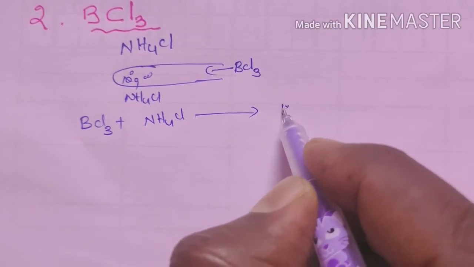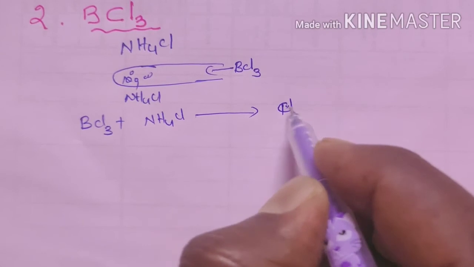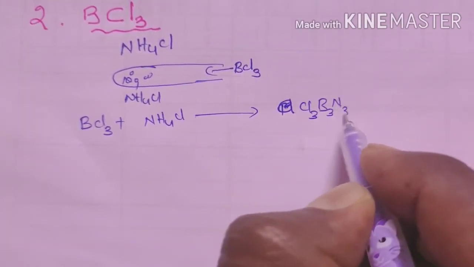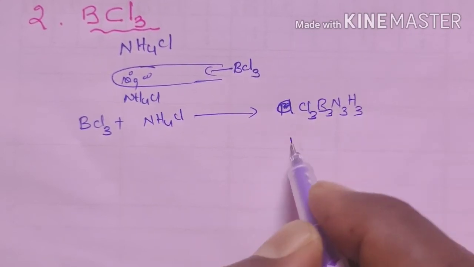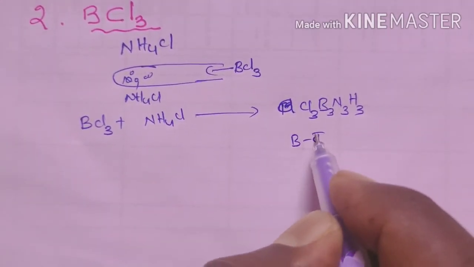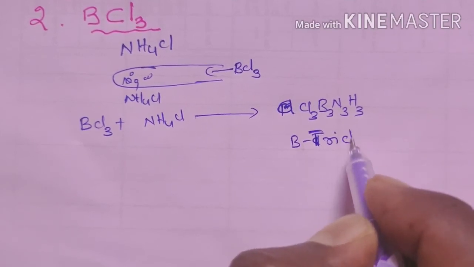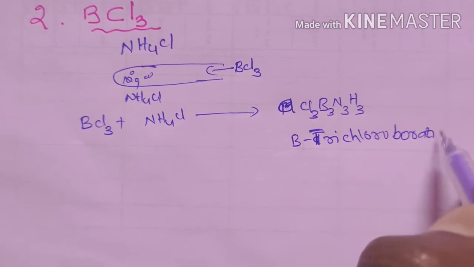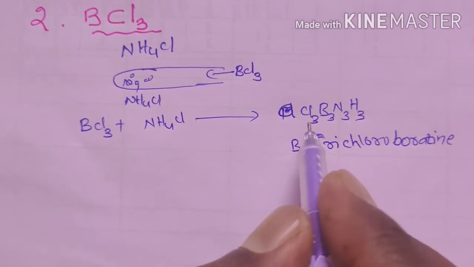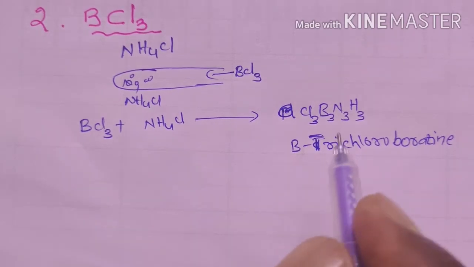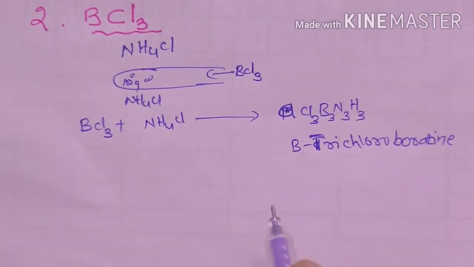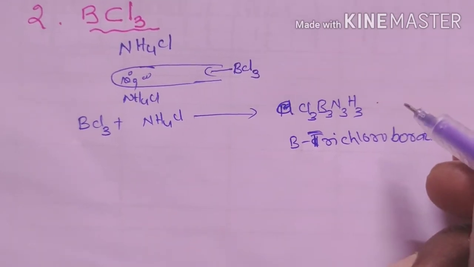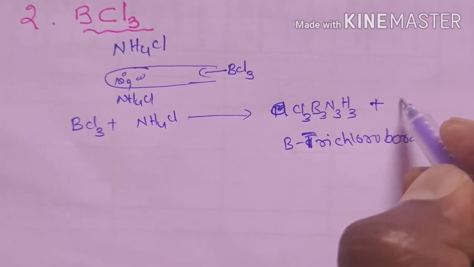As a result, we get trichloro, Cl3B3N3H3. This is known as boron trichloroborazine. That means here chlorines are attached to the boron atoms and the hydrogen atoms are removed, and we get HCl also as the side product.